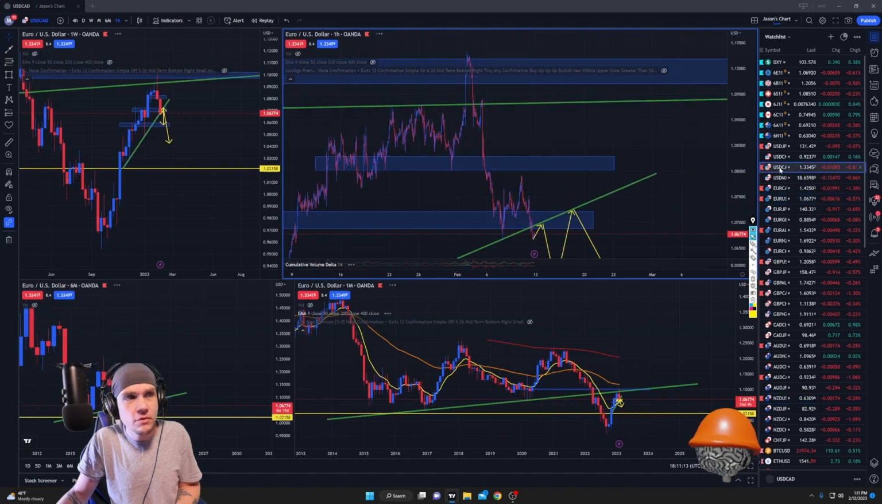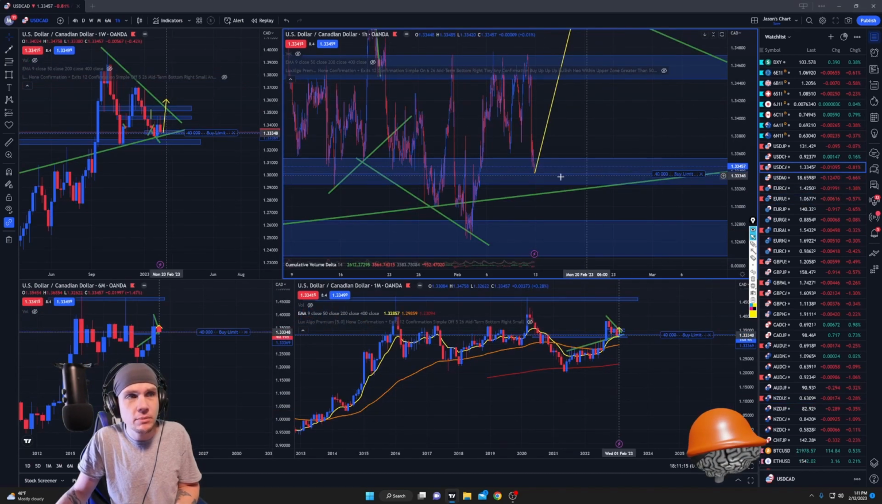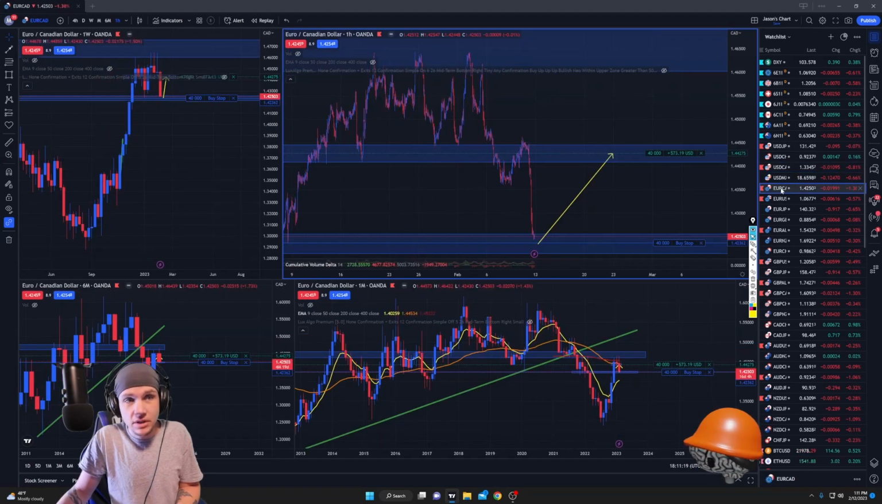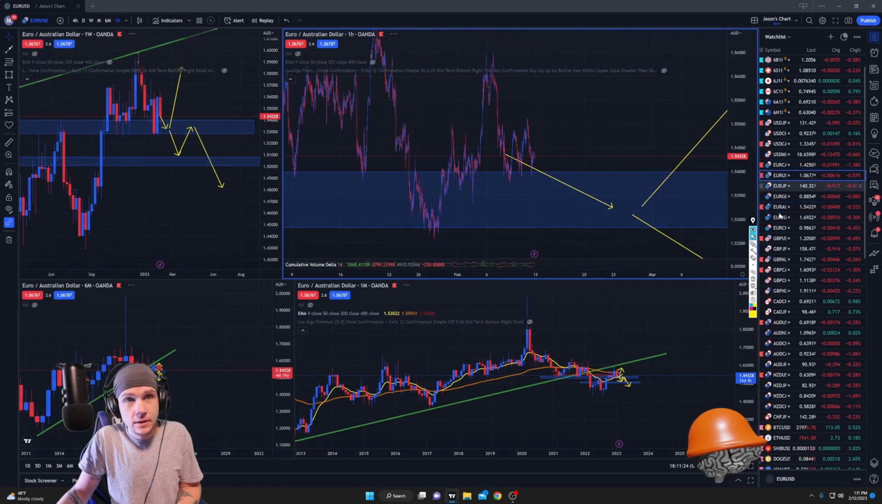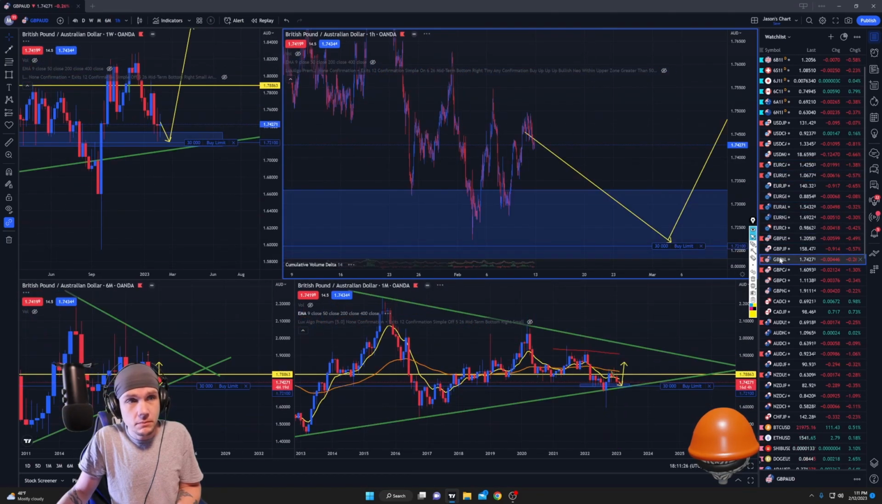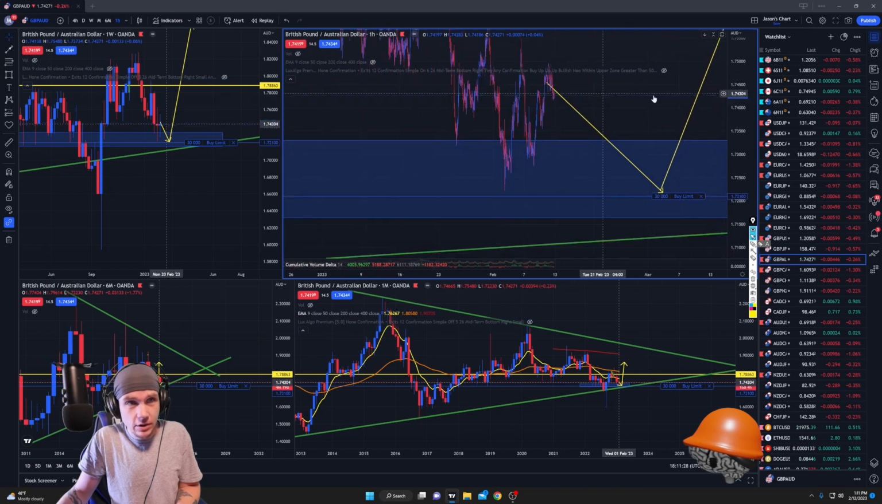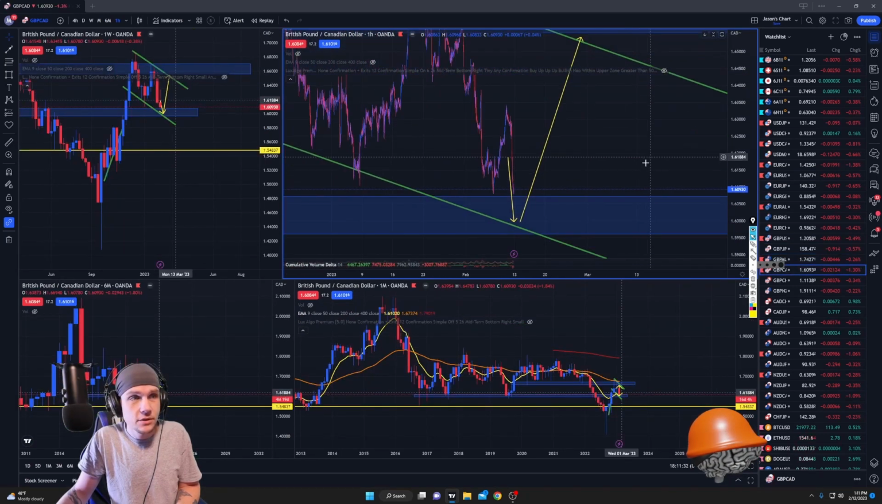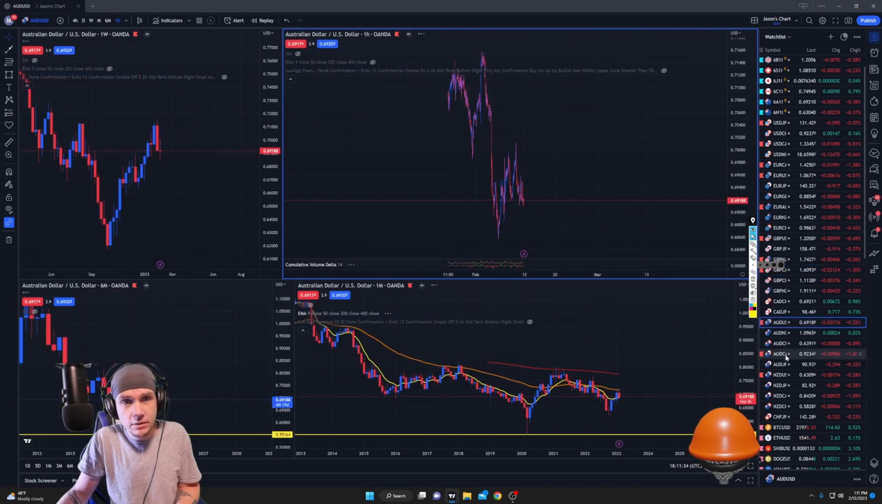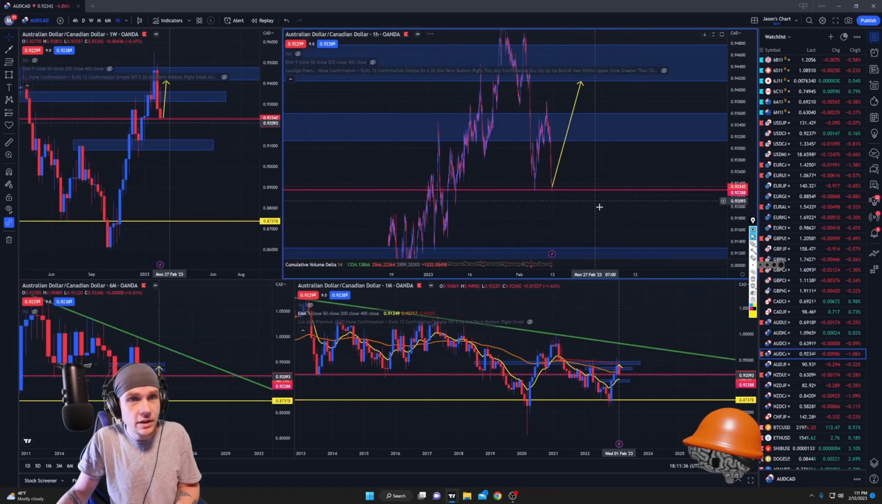Those are some of the potential trades that I'm looking at. I'm definitely gonna go with the USD CAD. I'm definitely going with Euro CAD. GBP Aussie, yes. GBP CAD, maybe. I don't know. Yeah, and that's probably going to be it.